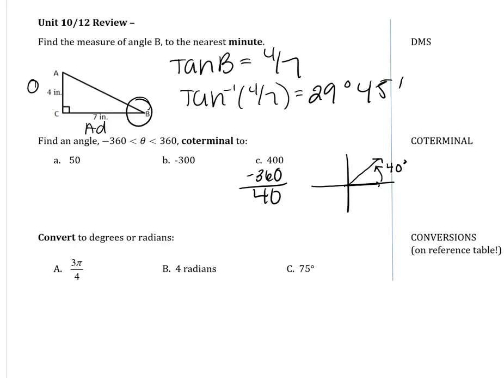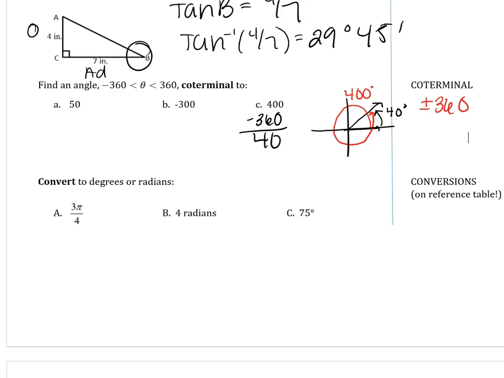400 would be starting in the same location, going all the way around and then wrapping a little bit more. That's 400 degrees. Okay, so coterminal, add or subtract 360, they end in the same spot.